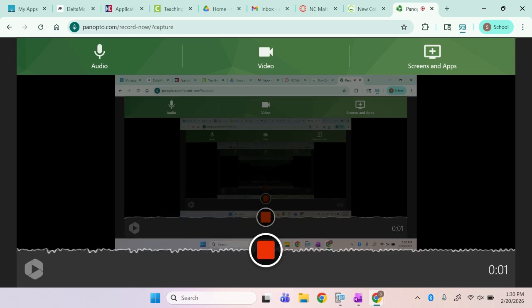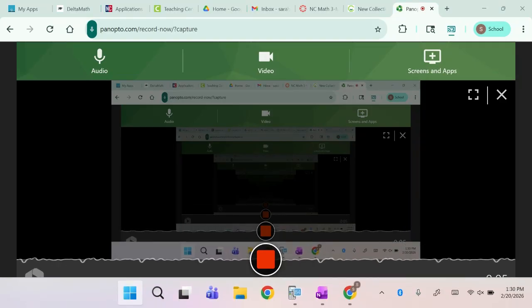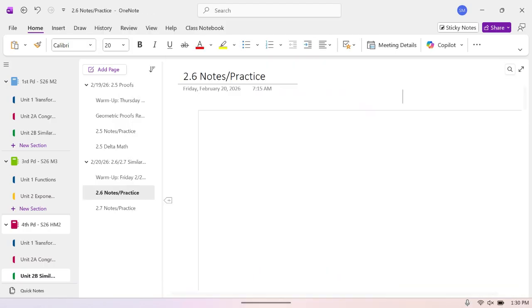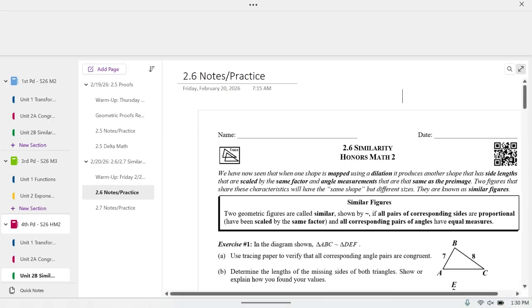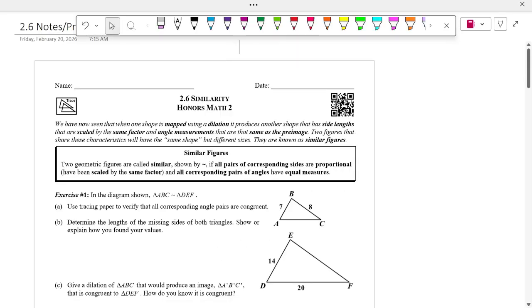So go to the very first page of your packet. We're going to start by talking about similar figures. Now, similarity. We briefly talked about this before back in Unit 1, specifically with a specific transformation that we talked about.